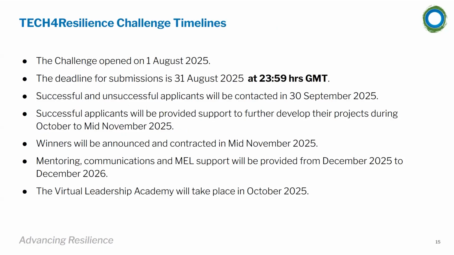TECH4Resilience challenge timelines. What are the timelines we're looking at? So the challenge was opened on the 1st of August 2025. We can get this information through our website, but also on our social media handles for LinkedIn, Facebook, and Twitter. The deadline for submissions is on the 31st of August 2025 at 23:59 hours GMT. So that system will close automatically, and we will not accept any applications beyond that deadline time.